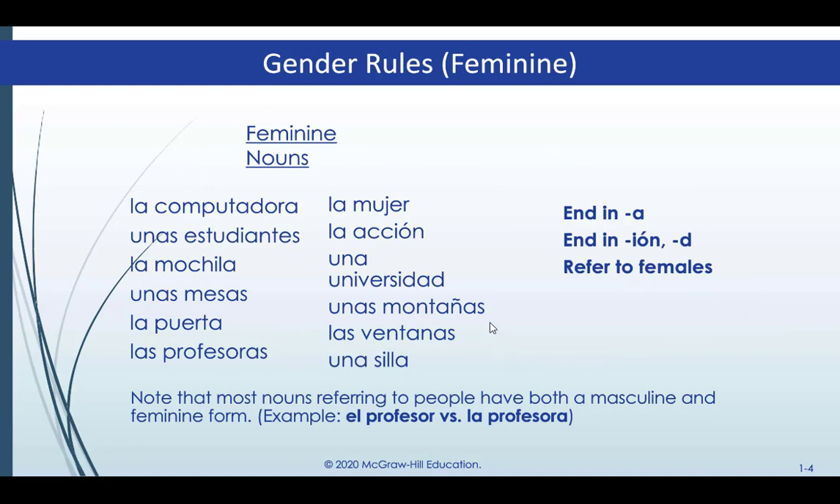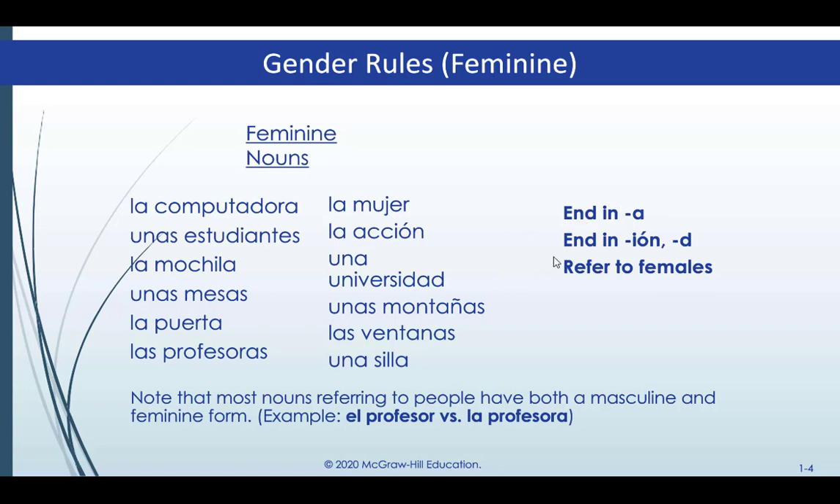Then feminine nouns, when do you know? If you see mochila, if you see mesa, puerta, profesora, all of these, what do they have in common? When they are singular, when they're just a noun. Mochila, backpack. Mesa is table. Puerta is door. They all end in A. When a word ends in A, usually a noun, they're going to be feminine. Not always, but most of the time, they're going to be feminine.